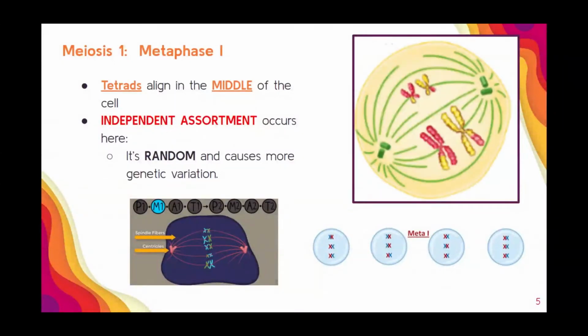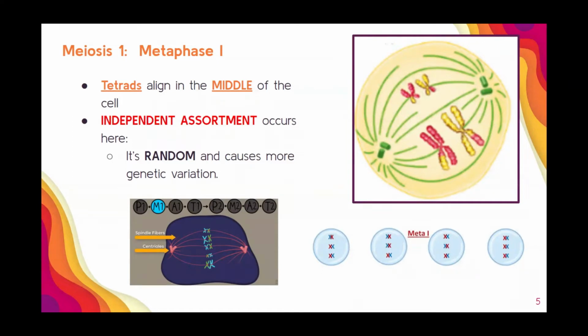Metaphase 1. Metaphase 1, tetrads align in the middle. Again, remember, metaphase, middle. So pretty much the same thing. They line up in the middle, but one more additional thing happens just in metaphase 1. A process called independent assortment occurs here. And it's random and it causes genetic variation.